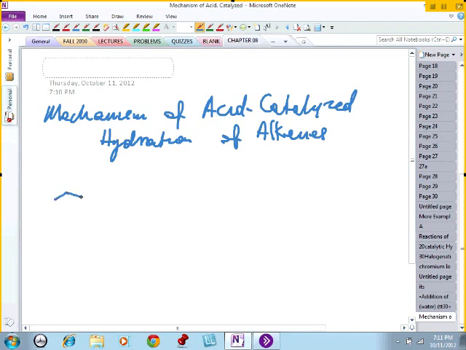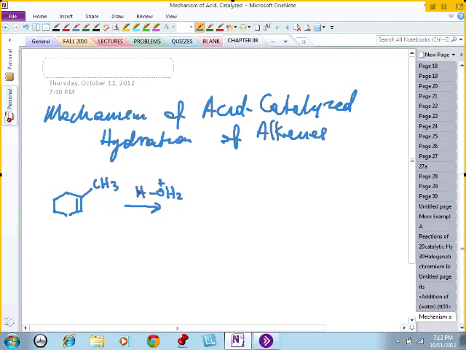The first thing that happens, you have the proton from the acid. Let us use the hydronium ion. What do you think the first thing that will happen? I will give you a guess. It is the reverse of dehydration. Okay, what is the first thing that happens?